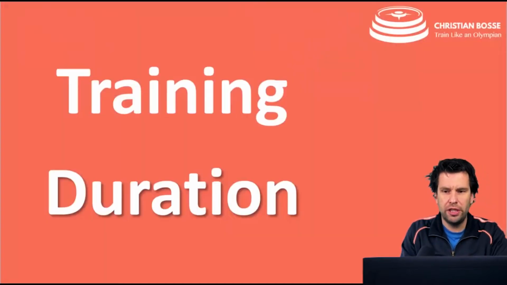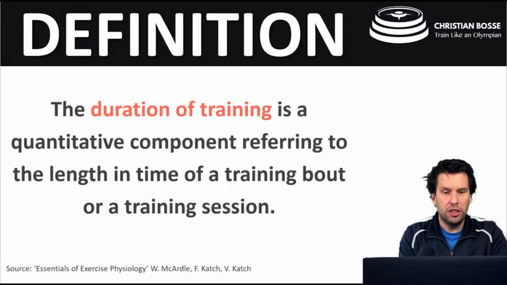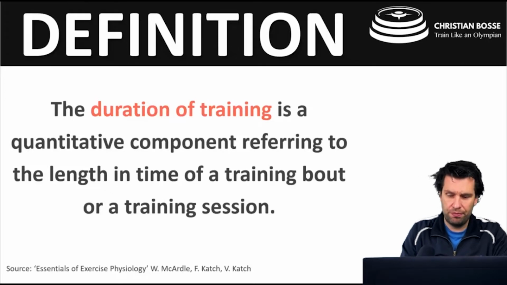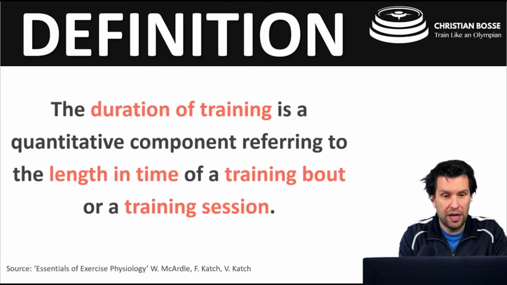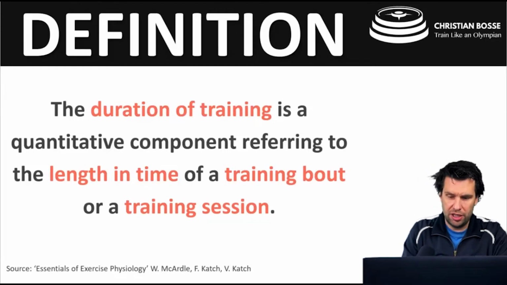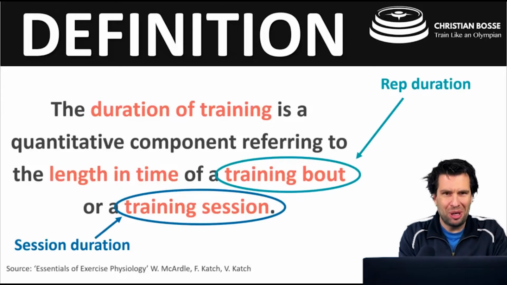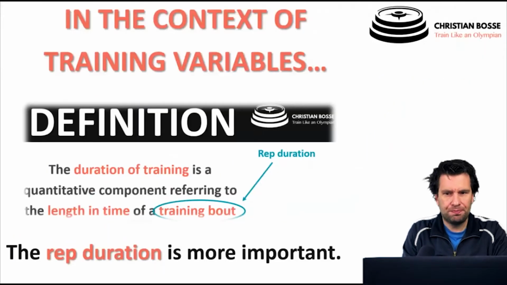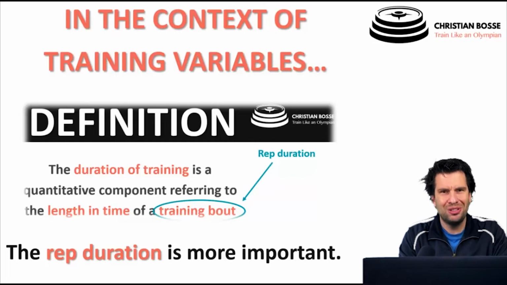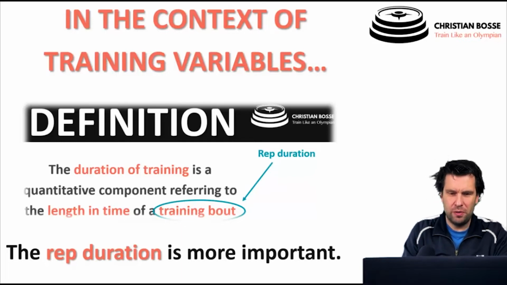What is training duration? The duration of training is a quantitative component referring to the length in time of a training bout or a training session. Let's dissect it. Length of time, either a training bout or a training session. But, big but, there is the session duration and the rep duration, or repetition duration. And in the context of training variables for training methods, the rep duration is a bit more important. We'll get into that over the course of these lectures. But what is a rep duration in the first place?